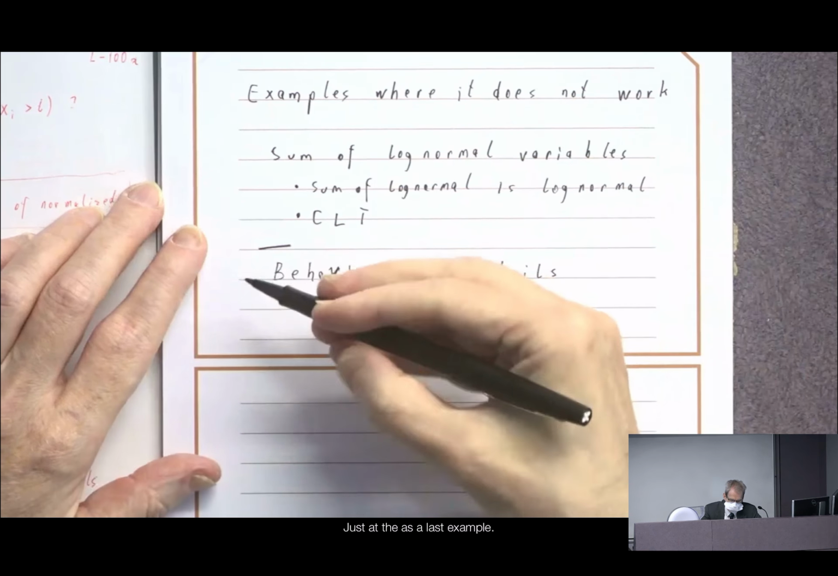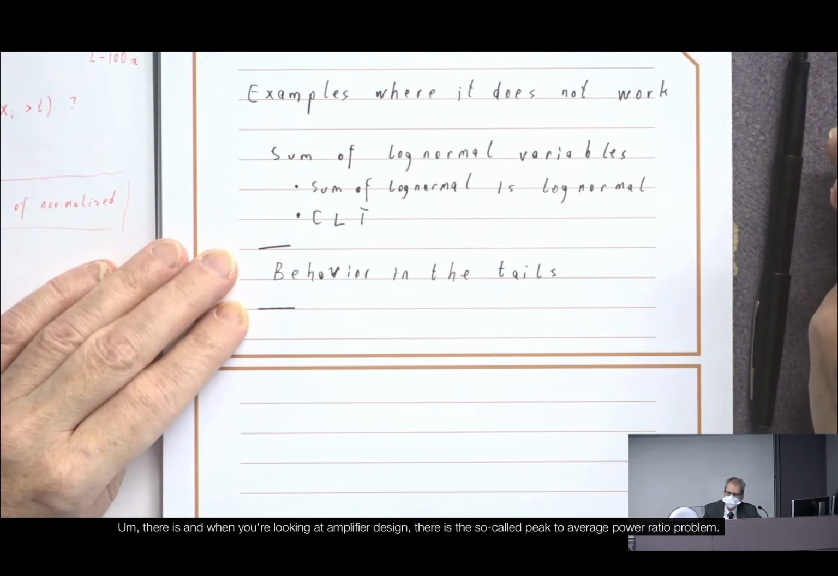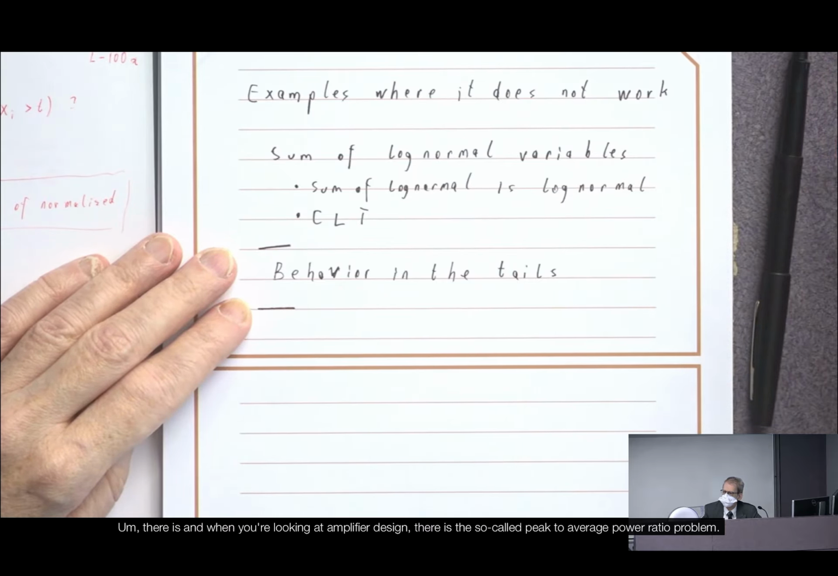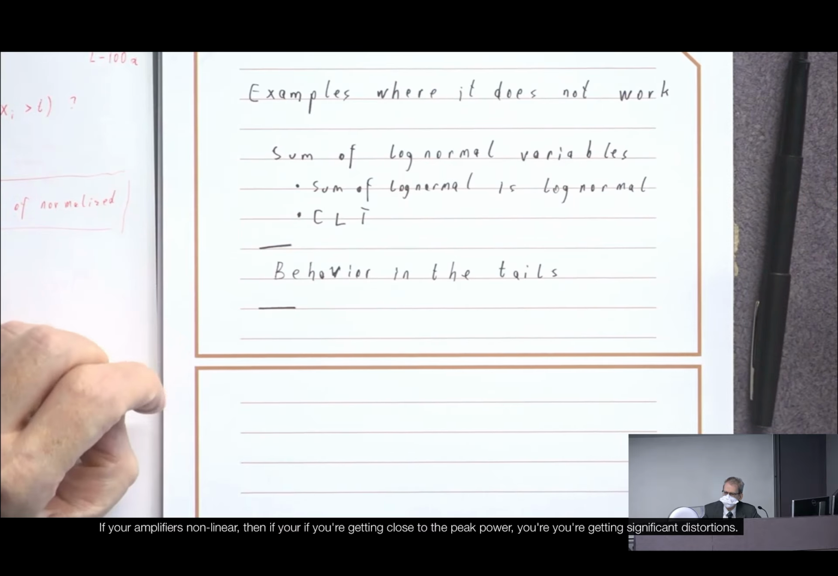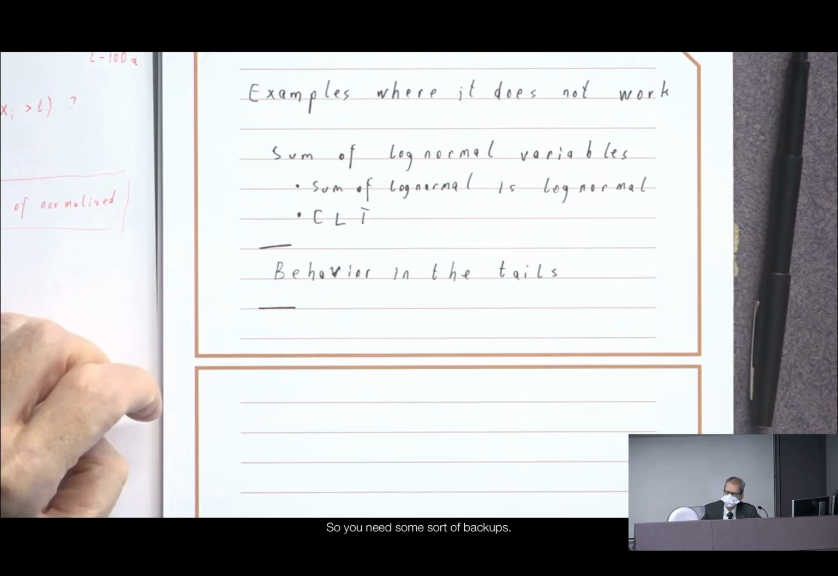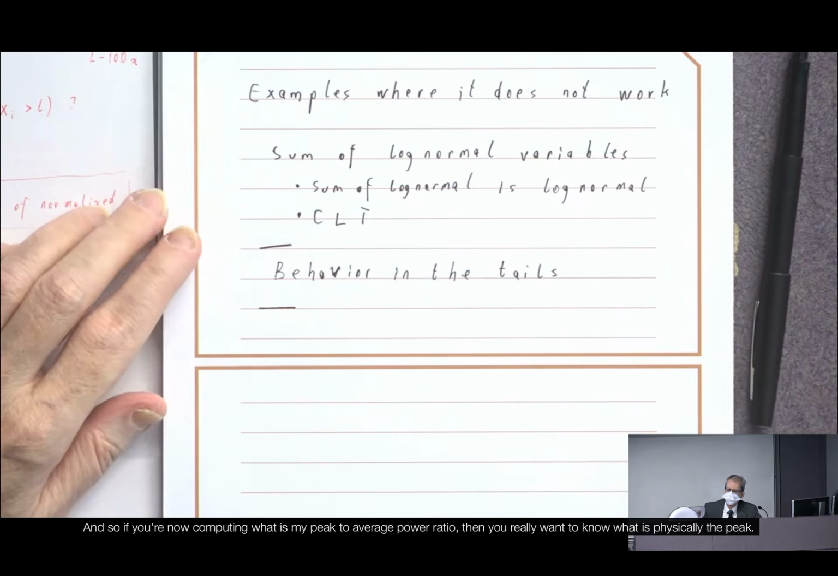Just as a last example, when you're looking at amplifier design, there is the so-called peak-to-average power ratio problem. You have an average power of the signal that you're running through the amplifier, and you have a certain peak power. If your amplifier is nonlinear, then as you get close to the peak power, you get significant distortions. So you need some sort of backoff. And so if you're computing your peak-to-average power ratio, you really want to know what is physically the peak.